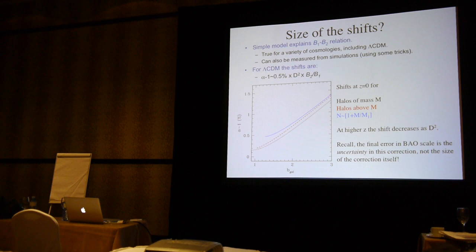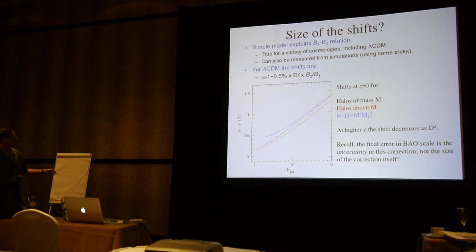So the dotted line is just what happens if I do halos of a particular mass. So if I somehow isolated halos of some particular mass, in this case I think it was 10 to the 12 and a half or so, you get this curve. If I took all halos above M, so that's just saying galaxies of a certain luminosity live in halos more massive than something, then the bias shifts up a little bit because the more massive halos are slightly more biased.